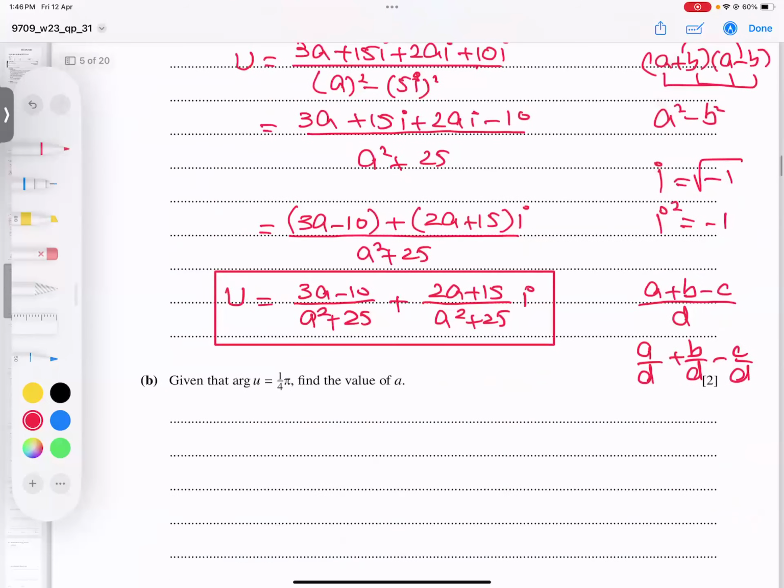Now he's asking for the argument. What is the argument of any complex number? It is the complex part divided by the real part. For example, if I have a complex number z equal to 3 plus 4 iota, what is the argument of z? Nothing hard: tan inverse of 4 by 3. This is a basic method, which I'm going to apply the same here.